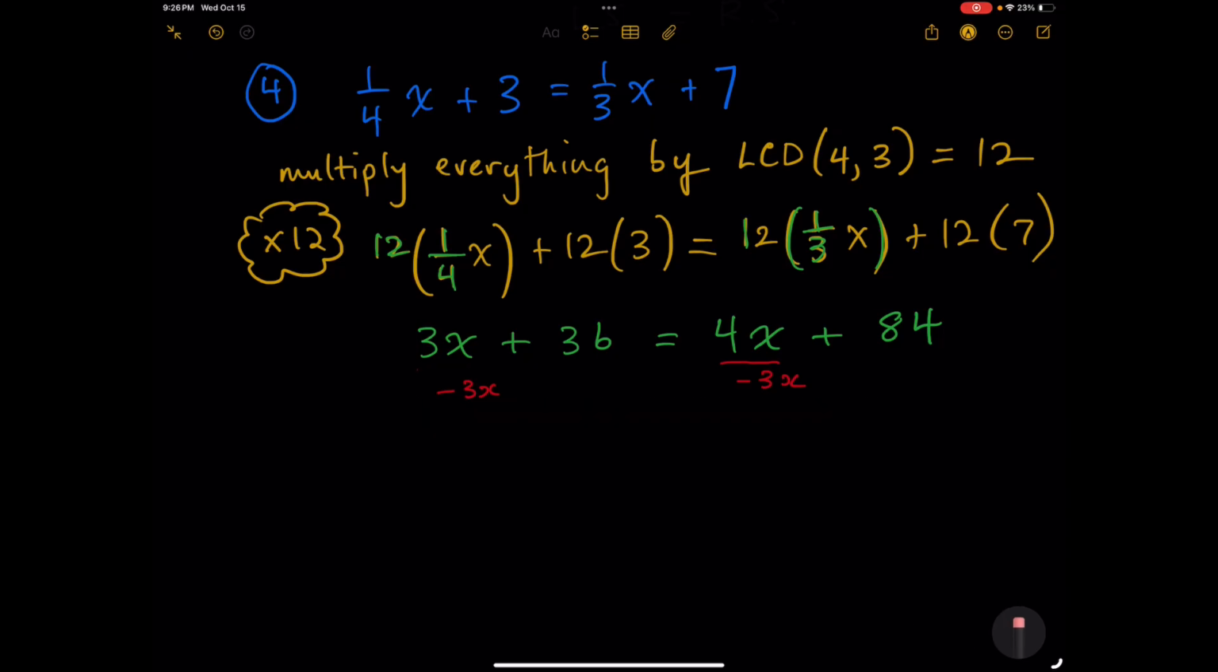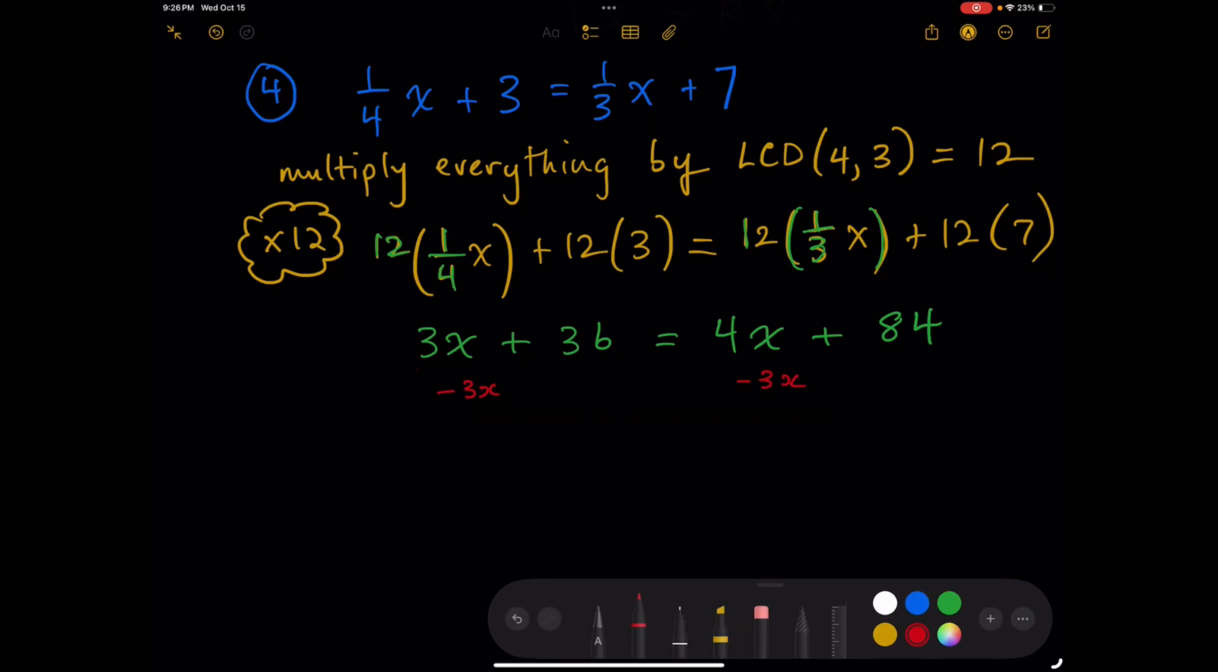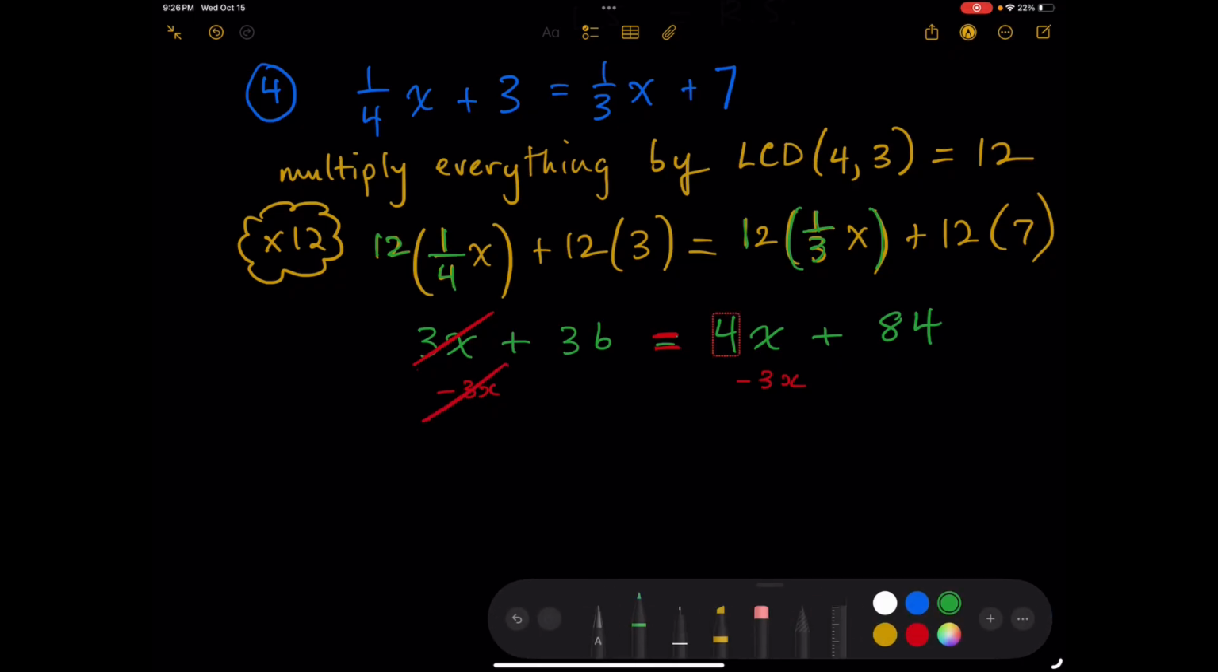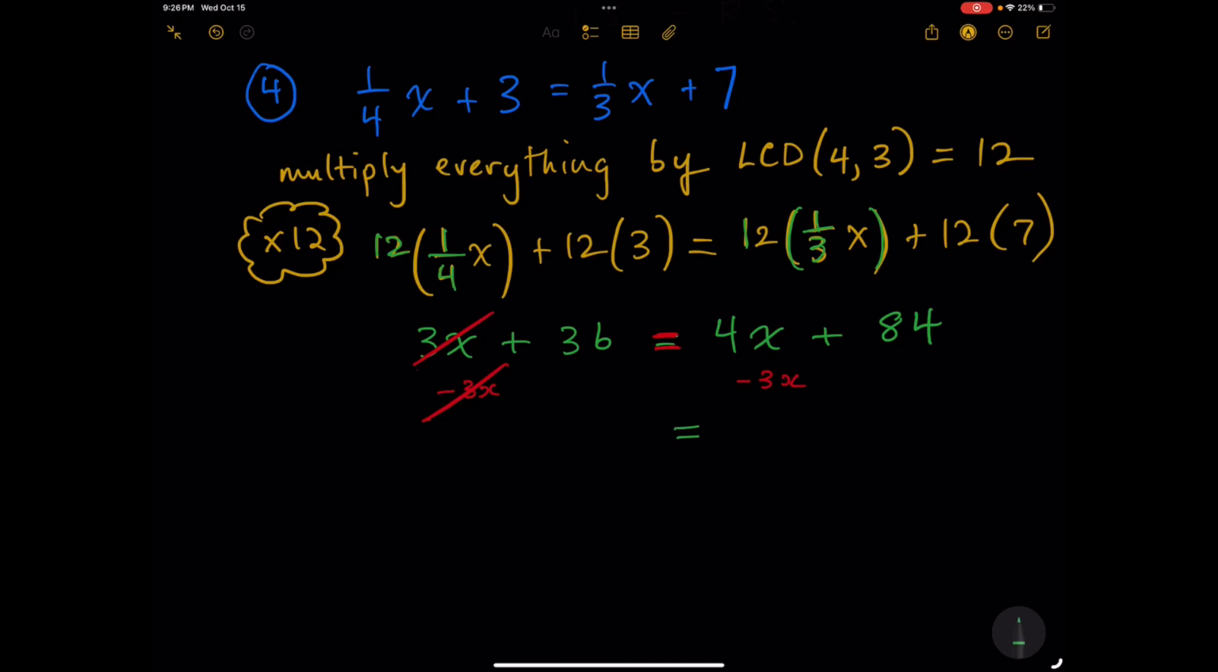this underline maybe makes it a bit confusing. This is the idea of keeping an equal sign, honoring the equal sign. So when we say that the left side is equal to the right side, then if we take 3x away from both, we're good. And so 3x minus 3x, these cancel out. And on the right-hand side of the equation, we end up with 4x take away 3x, which is 1x.